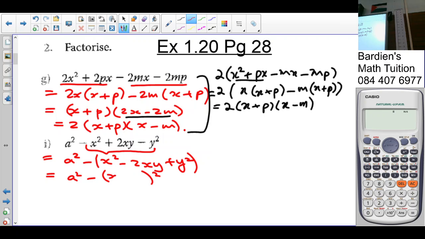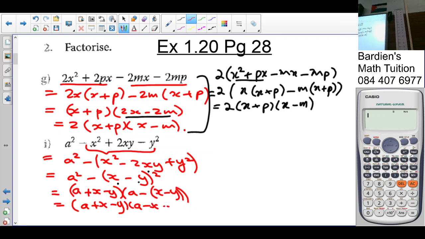The square root of x squared is x, the square root of y squared is y, with a negative between them. We need to test for the middle term. So it's x times negative y, which is negative xy, times 2 is negative 2xy. So that's in order. What is the factorization here? There's going to be a negative, then bracket x minus y, squared. Why a bracket there? Because of the negative.